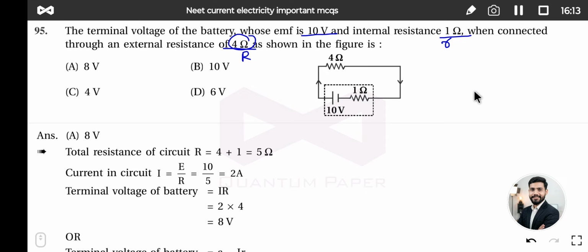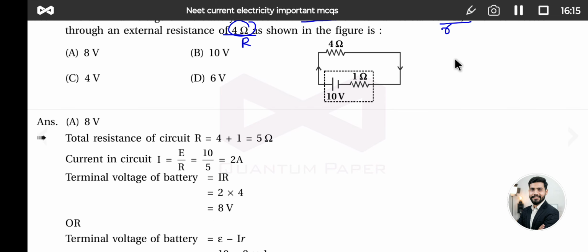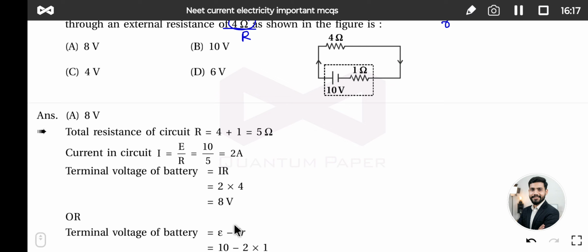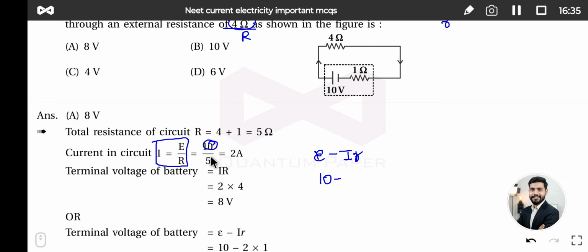We have the formula for that. V is equal to E minus Ir. If you apply this simple formula, E is given to be 10 volt, minus the current. The current is not given, so we have to find the current first. The current formula is E by the total resistance. So 10 upon the total resistance, which is what here?